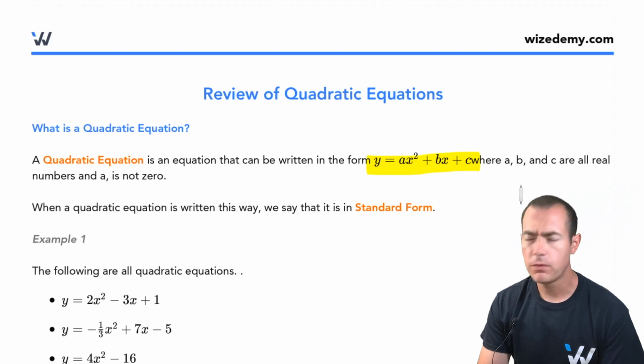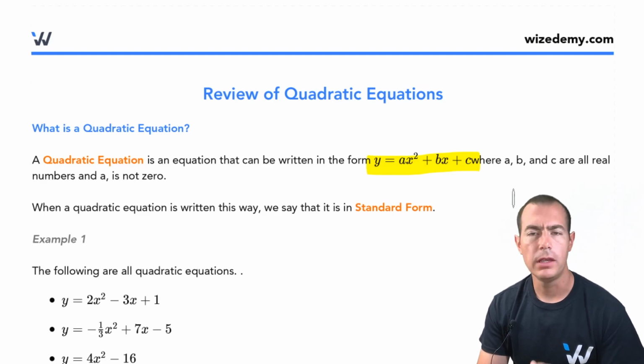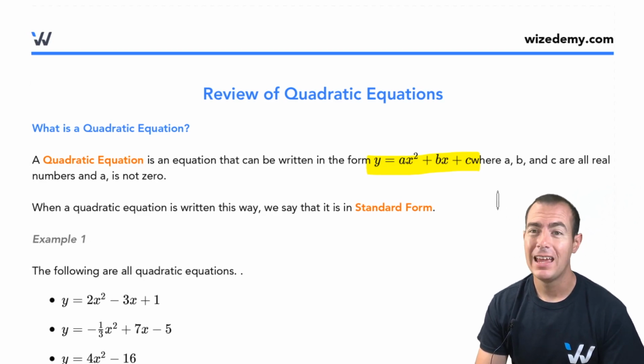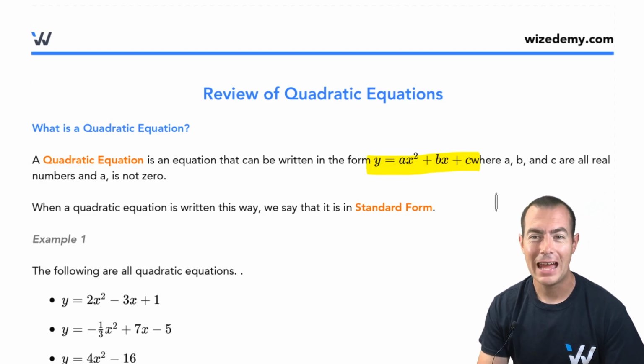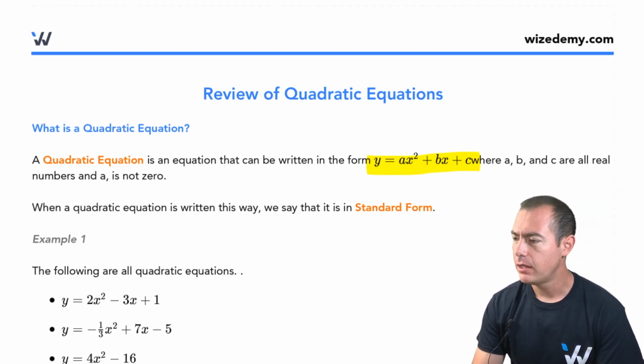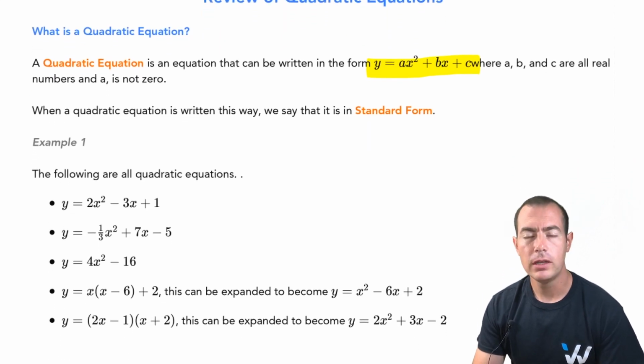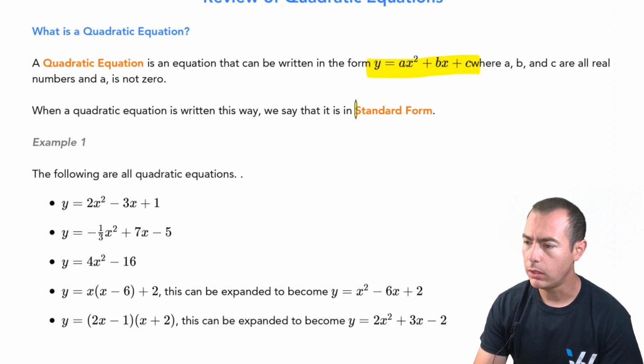Now, here those values for a, b, and c are all assumed to be real values, and we want to make sure that a is not 0, just to make sure that we really do have a quadratic equation. If a is 0, that eliminates that x squared term, and we need that x squared term to have a quadratic. Now, interestingly enough, this form gets a special name. If it happens to be written in that y equals ax squared plus bx plus c, this is what we will call standard form.